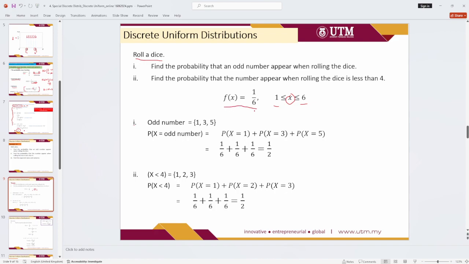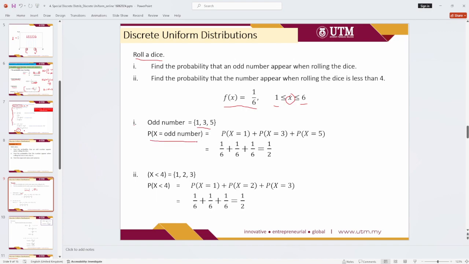So we know that the values of x can be from 1 until 6, and our probability mass function, the PMF, is given by 1/6, the probability of getting any number. The question asks us to find the probability that an odd number appears. What are the odd numbers on the dice? They are 1, 3, and 5. There's no 7 or 9 on a dice, so those are not counted.